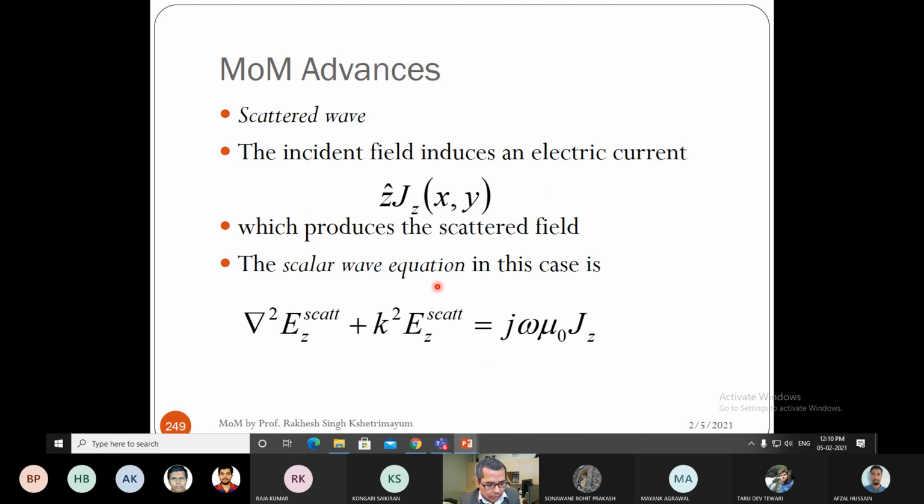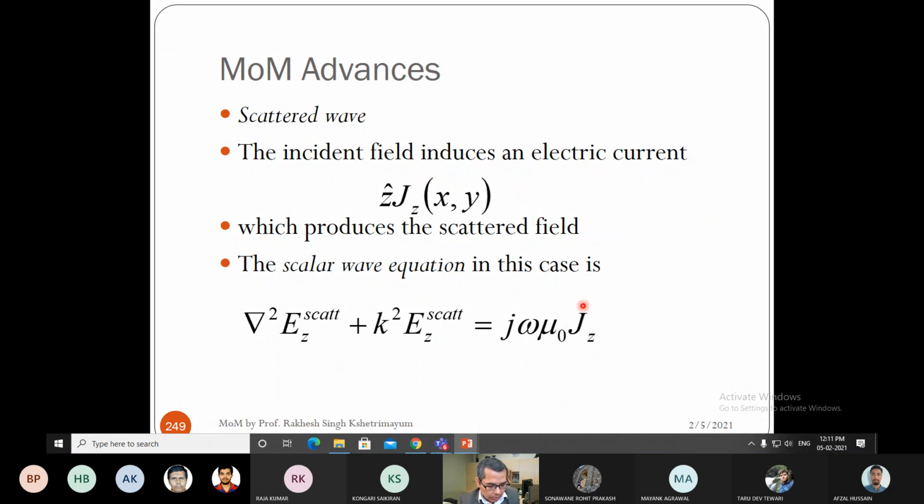Since the incident field is along the z-axis, it will induce an electric current, which is also along the z-axis, and it will produce another scattered electric field, also along the z-axis. In that case, our vector wave equation will simply reduce to a scalar wave equation of this form: the Laplacian of Ez scattered plus k squared Ez scattered is equal to j omega mu naught Jz. We want to solve this wave equation using Green's technique. We first find the 2D Green's function for this wave equation and then find the electric field for any arbitrary current distribution.